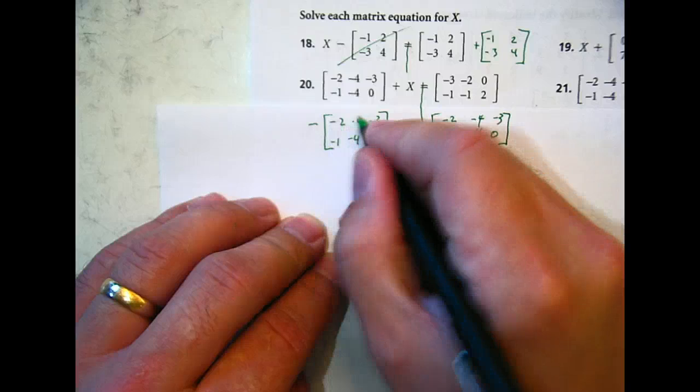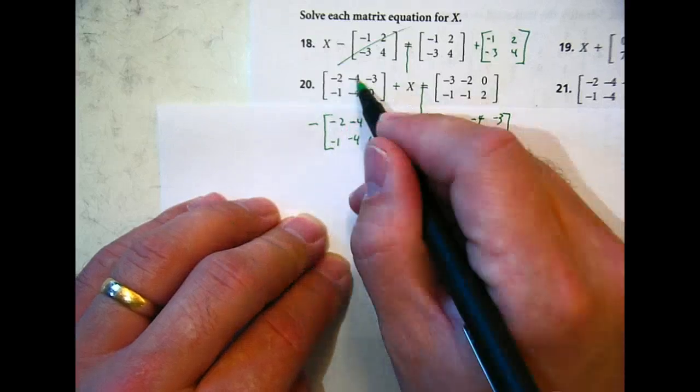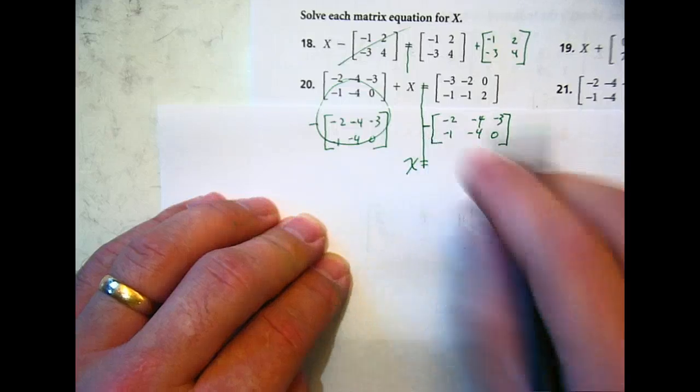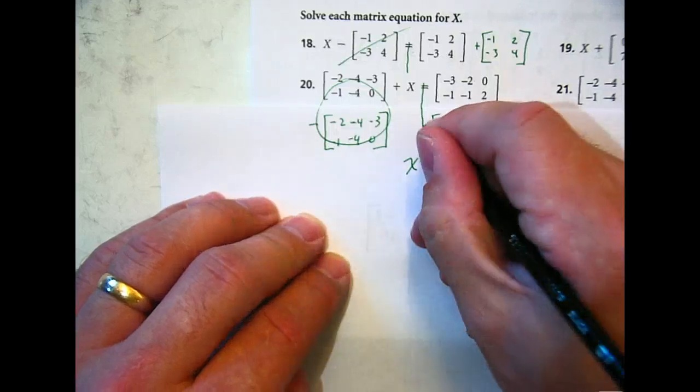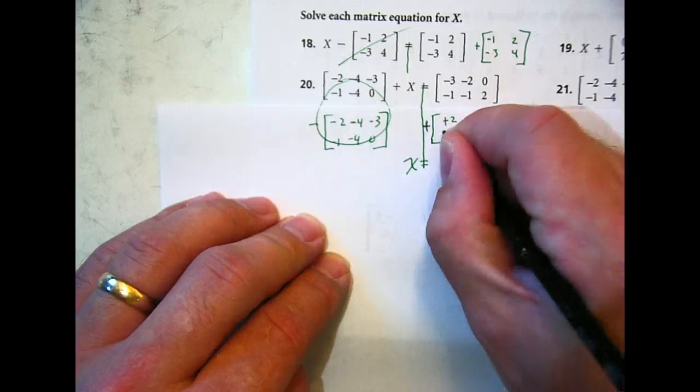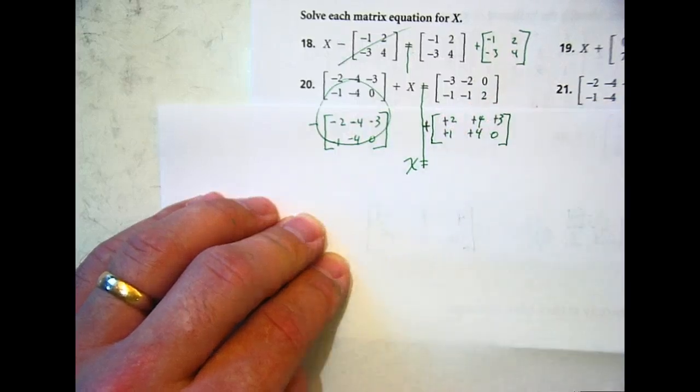Okay, so if you're subtracting, this part's going to disappear. It's going to equal 0. You're left with x equals, and then use your 2 marks. Add the opposite. So plus, positive, positive, positive, positive, positive, and then the 0 doesn't flip.